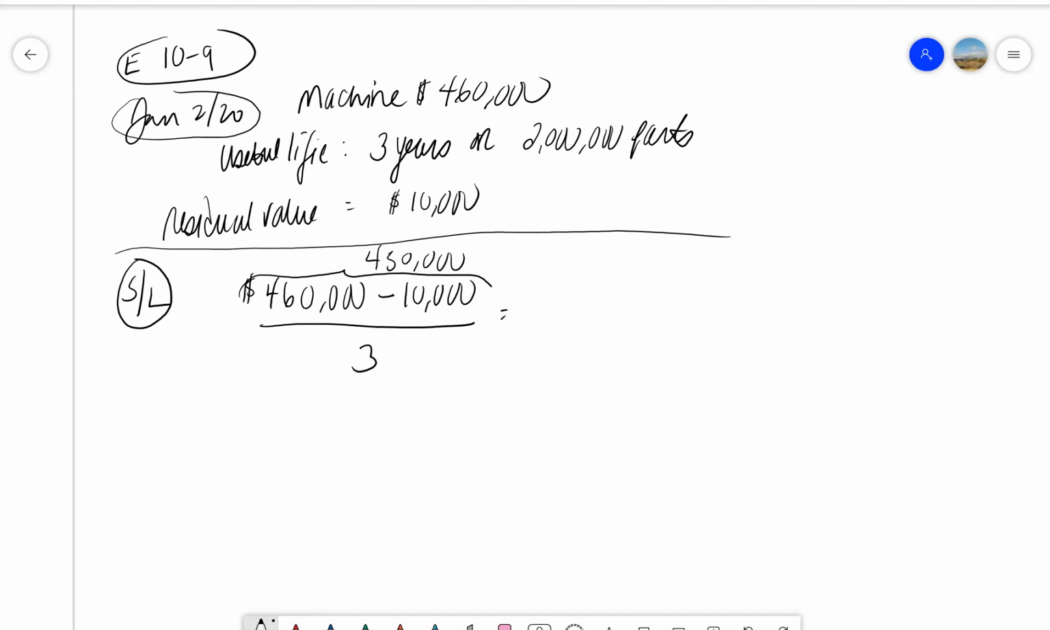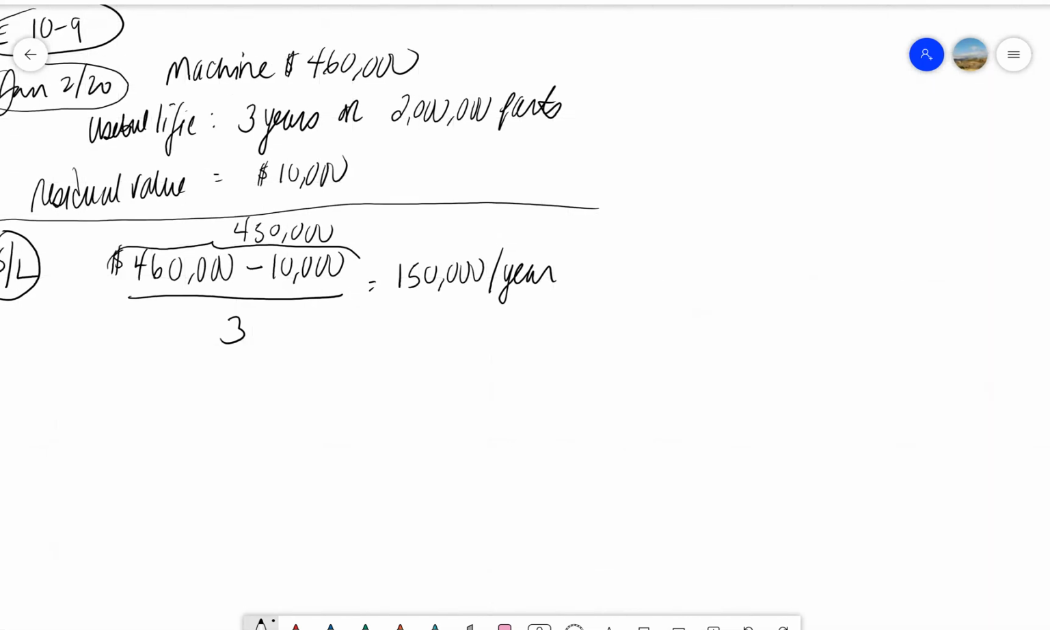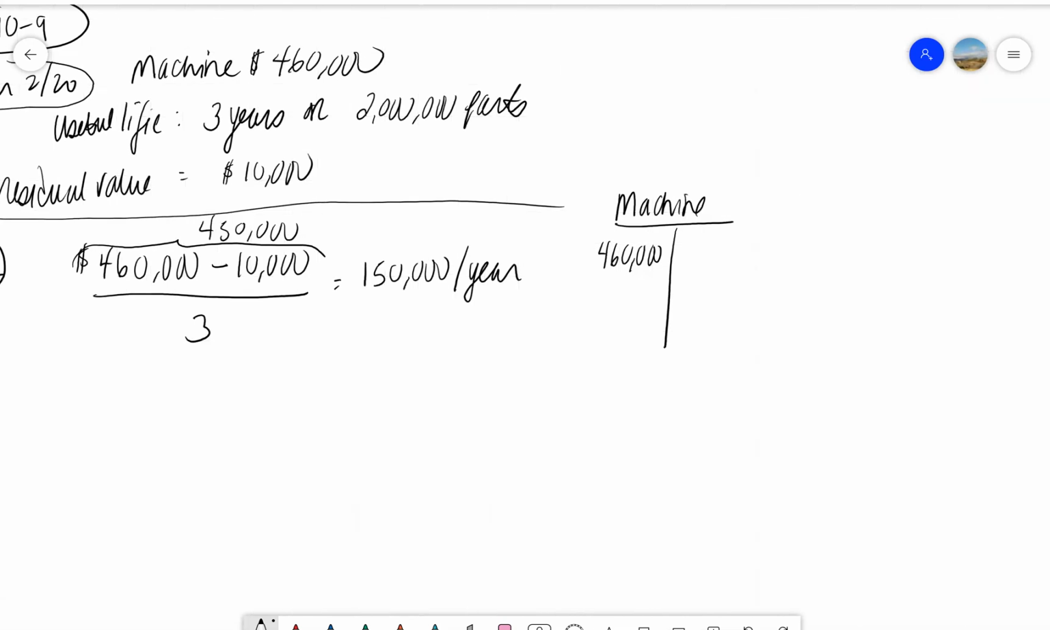So when you work through this, it's going to be 450 divided by 3. And so we're going to take $150,000 of amortization expense per year. And let's just show you how this looks in T accounts. So we have the machine, and we're going to put the $460,000 in the machine general ledger T account. And then all the accumulated amortization is going to go into this contra account. So remember, these two accounts are stuck together.